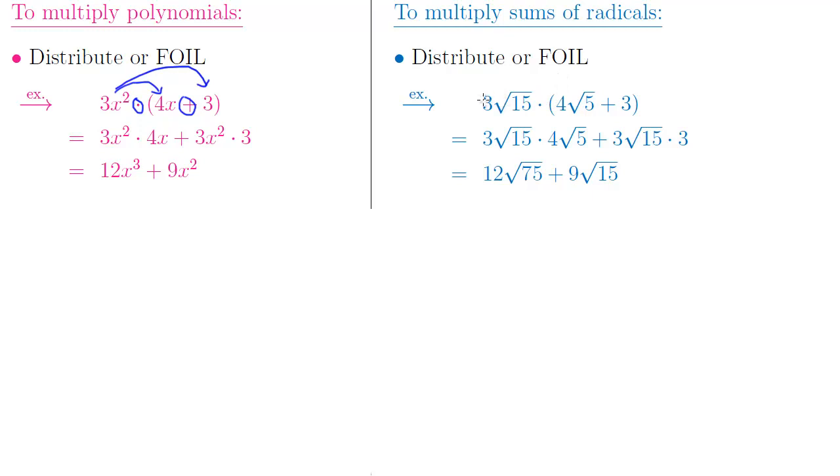For example, if you had 3 root 15 times 4 root 5 plus 3, you would have to distribute this guy to each term inside the parentheses. Once you distribute it, you get 3 root 15 times 4 root 5 plus 3 root 15 times 3. Then you multiply the coefficients to get the 12 here, and you multiply the radicals to get the root 75 here. Same thing on the second term. The 3 and the 3 are both coefficients, so they would be multiplied to give you 9, and the root 15 stays.